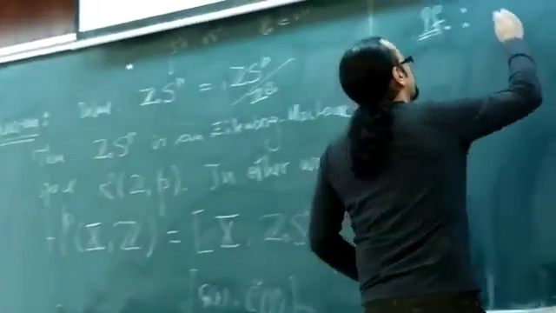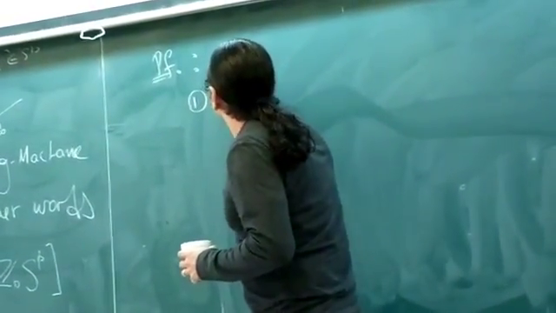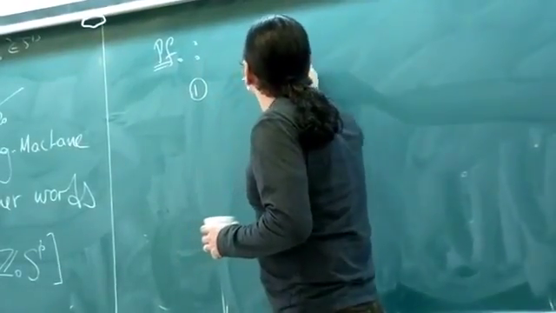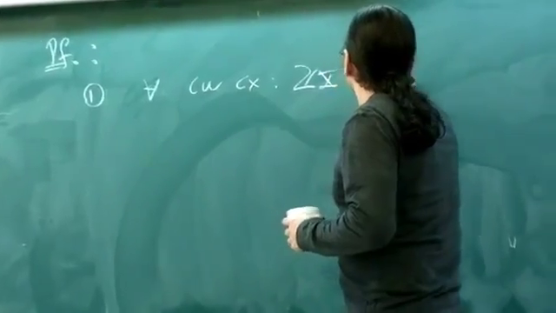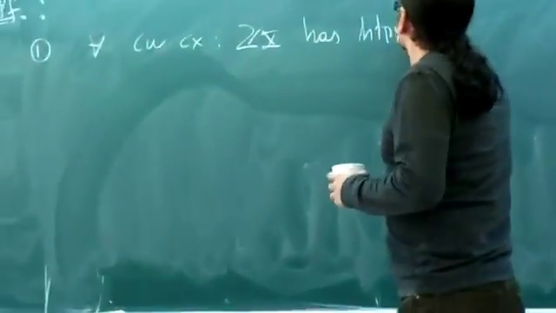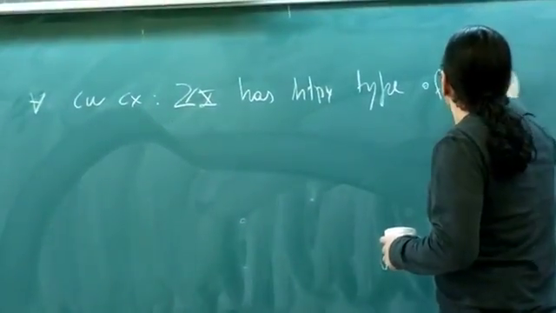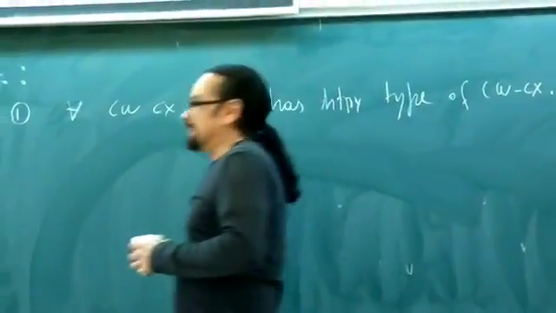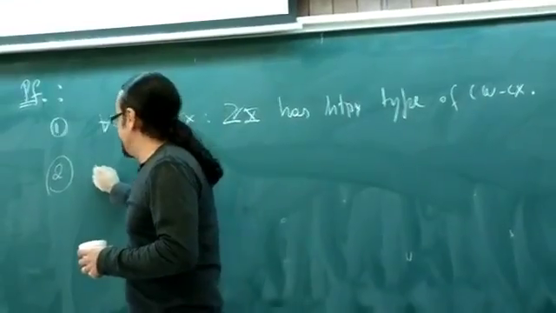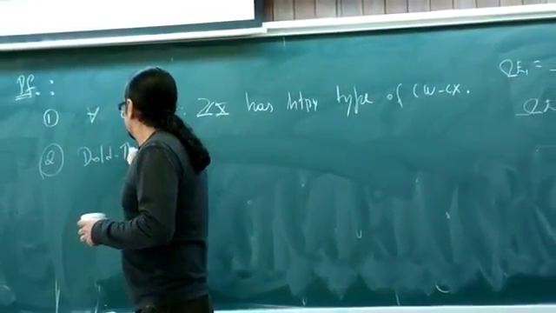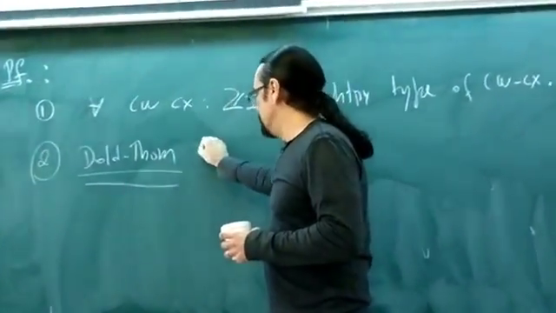So the proof is the following. Step one is that for every CW complex, this thing has the homotopy type of a CW complex. I can prove that for anyone if you ask afterwards. Next, Dold-Thom theorem. It's actually, this should have a display of its own because this is really what motivated a lot of what comes next.